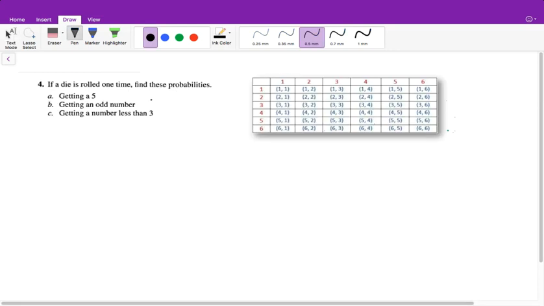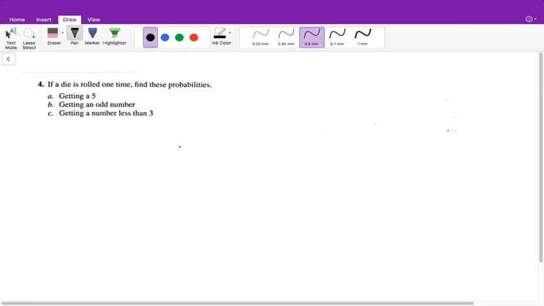All right, so same thing. This one, no, I'm sorry, I shouldn't have had this on there. It says, if a die is rolled, so that says 1, what is the odds of getting a 5?